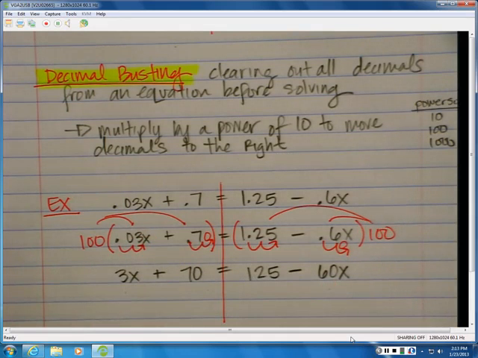The point of this video is to talk about how to get rid of fractions and how to get rid of decimals. And that concludes this awesome lesson.